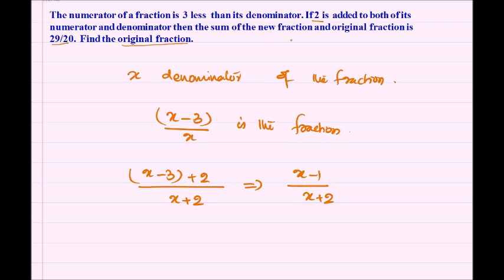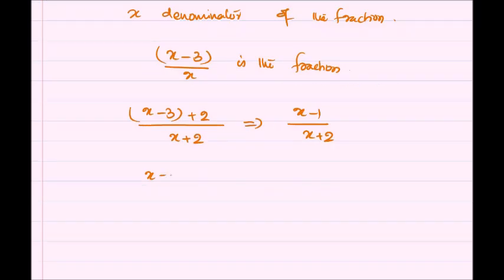Then the sum of the new fraction and its original fraction is 29 by 20. x minus 3 divided by x plus x minus 1 divided by x plus 2 is equal to 29 by 20. This is the equation.